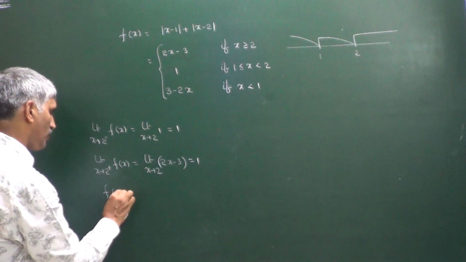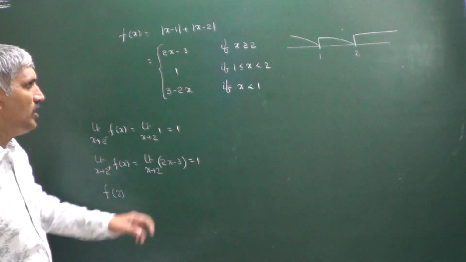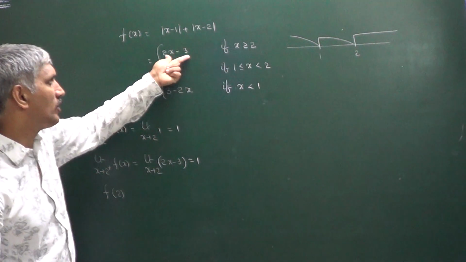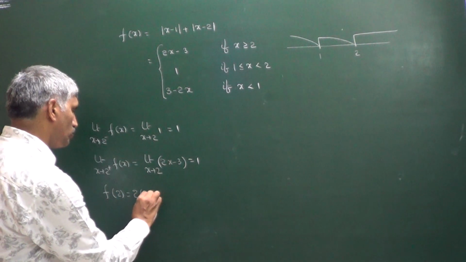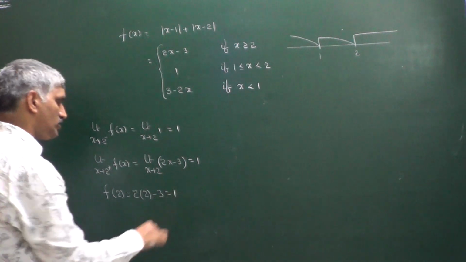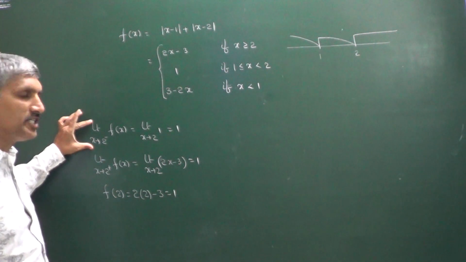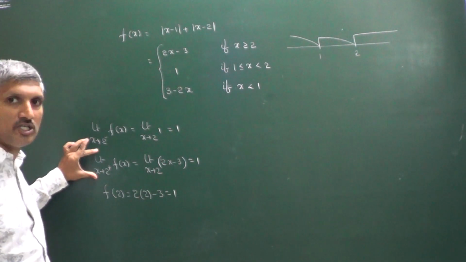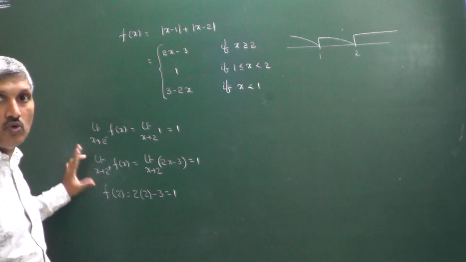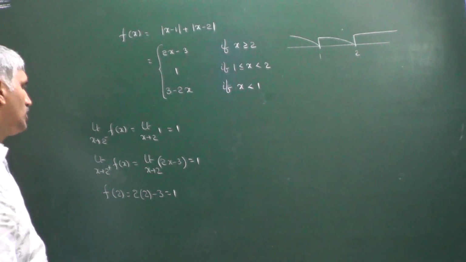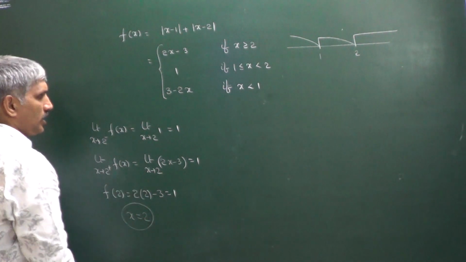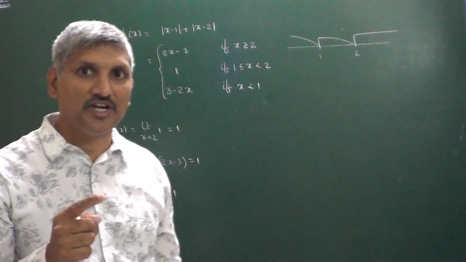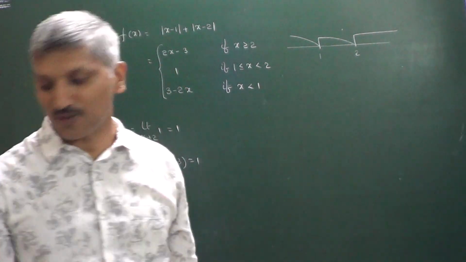Now finally f of 2. Equal to 2 means this function we have to consider. So we will get 2 into 2 minus 3, that value is equal to 1. Left hand limit at 2, right hand limit at 2, functional value at 2, all are equal. Therefore the function is continuous at x equals 2. In a similar way we can check the continuity at x equals 1 also.